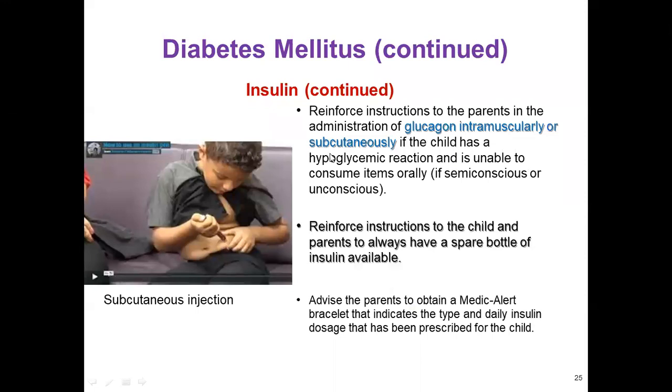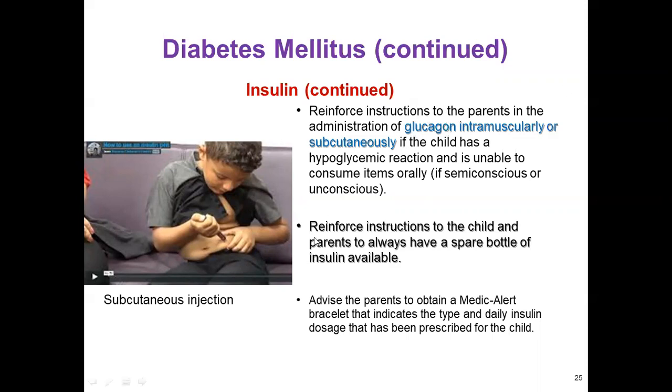So if the child has hypoglycemia, if we see the patient develop the signs and symptoms of hunger, irritability, shakiness, headache, diaphoresis, pallor, tachycardia, difficulty concentrating, or seizure or coma, in that scenario it indicates hypoglycemia has developed. We give them glucagon.